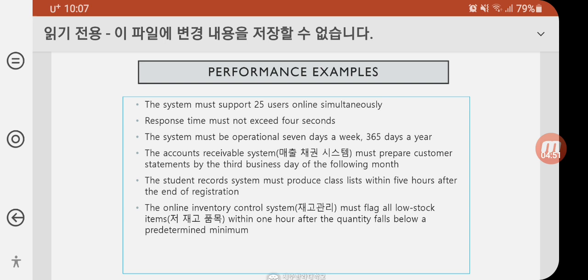The accounts receivable system must prepare customer statements by the third business day of the following month. The student record system must produce class lists within 5 hours after the end of the registrations. The online inventory control system must flag all low stock items within 1 hour after the quantity falls below a predetermined minimum.